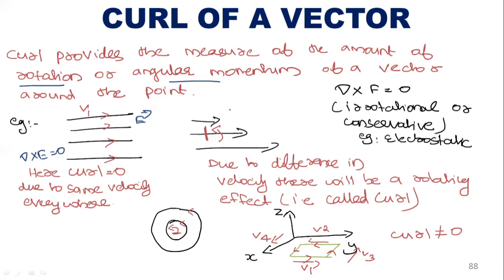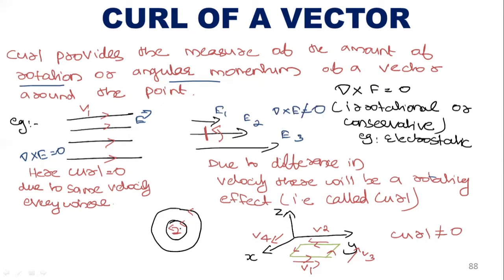But in this case, you have vectors E1, E2, E3. Due to the difference in velocities, there will be a rotating effect, and that is called curl. The difference means it has the chance of rotating, right? If there is a point here, then due to this difference, it will rotate. That's why we say here the curl is not 0. Here del cross E is not equal to 0. So we can say there is a curl present here.